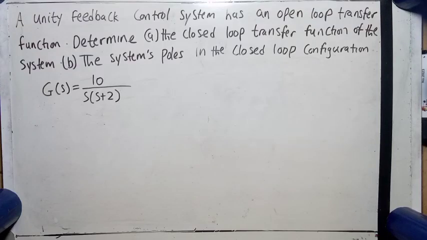Okay, now we have a question under feedback control system. Our question says a unity feedback control system has an open loop transfer function. Determine A, the closed loop transfer function of the system, and B, the system pole in the closed loop configuration. Given that your G of S is 10 over S bracket S plus 2.